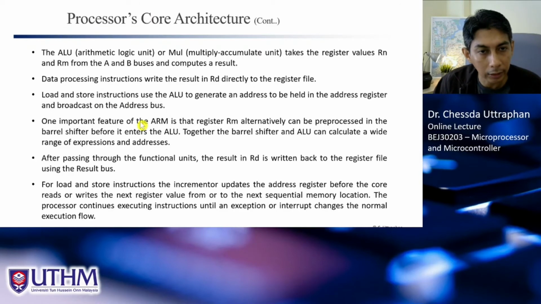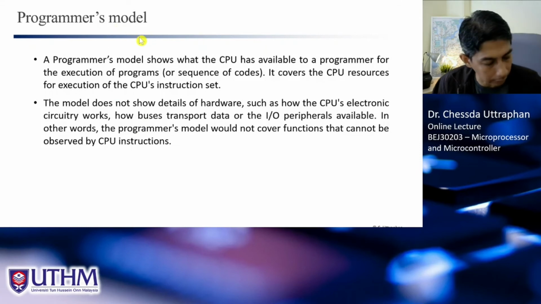All right, the programmer model, the second part of this chapter. A programmer model shows what the CPU has available to the programmer for the execution of a program or sequence of code. It covers the CPU resources for execution of the CPU's instruction set. So the programmer model provides the programmer with the available resources that can be used in writing the program.